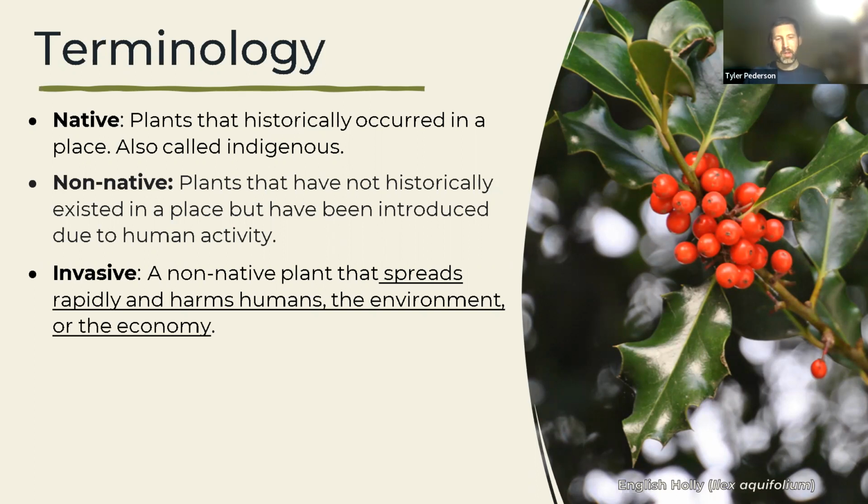Let me give you some examples here. Plants that could harm humans include toxic weeds like poison hemlock. An example of a weed that can cause environmental harm is blackberry, which can often degrade wildlife habitat and reduce biodiversity. And then the last one, economic harm. These are weeds that can reduce the productivity of crops or forage for livestock, and a good example would be tansy ragwort.